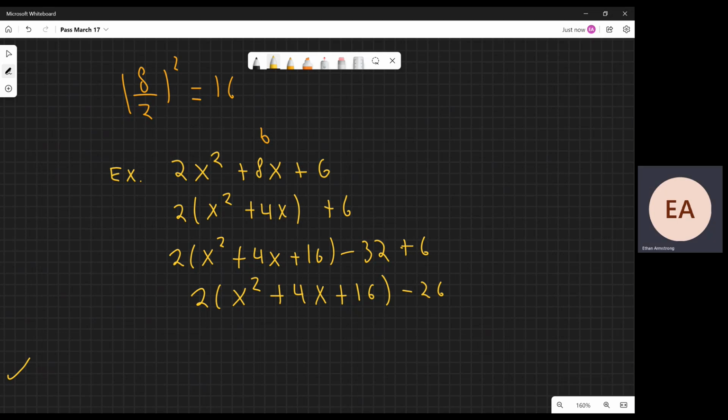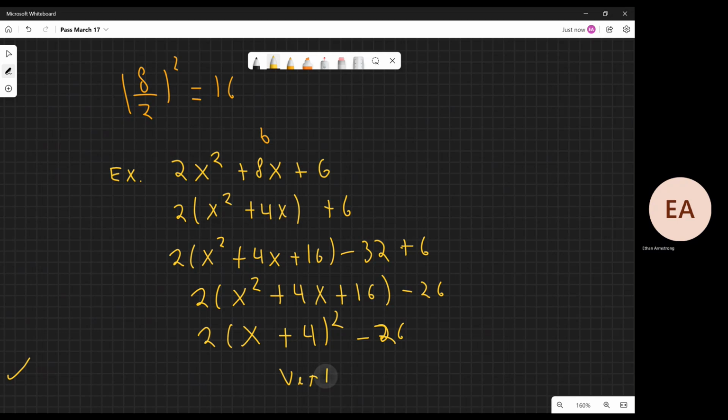And now we can factor this. So this is going to be another perfect square trinomial, as they all will be. So that will give us 2 times x plus 2 squared minus 2. So therefore, the vertex is at -2, -2.